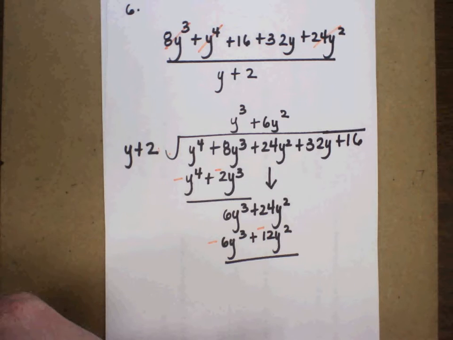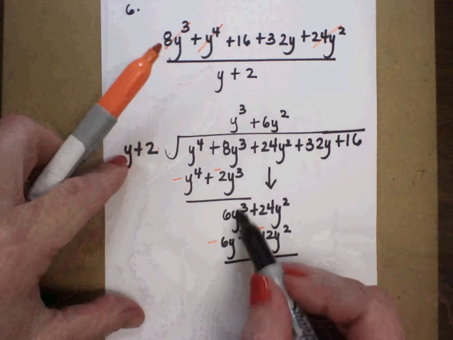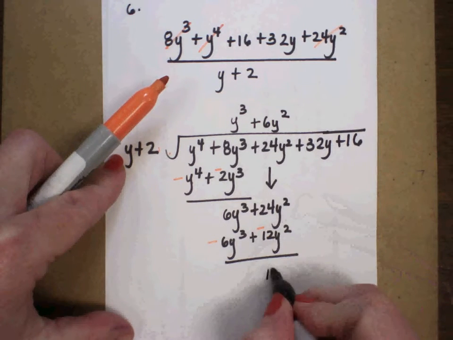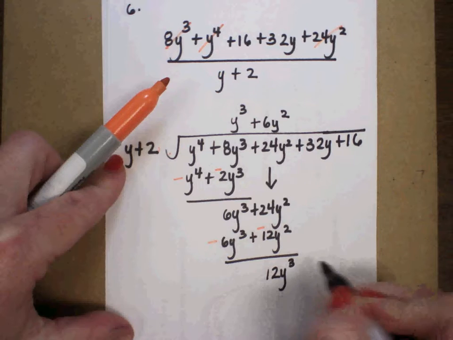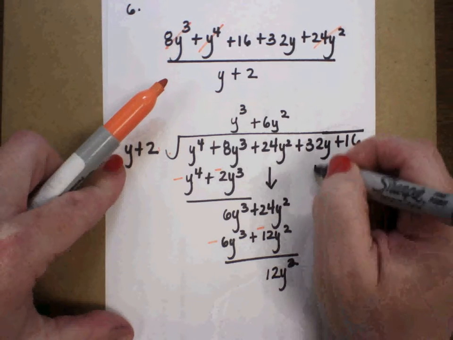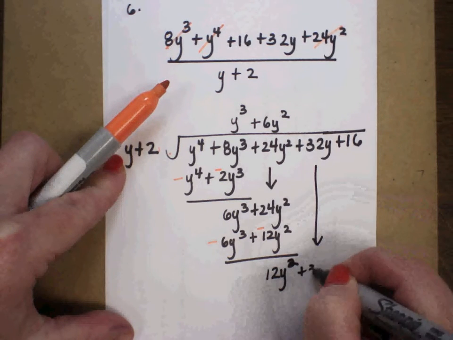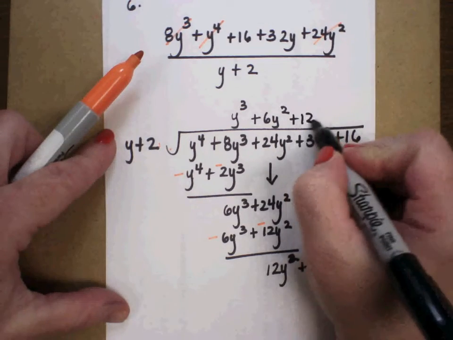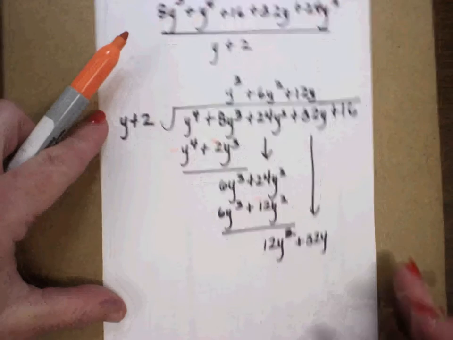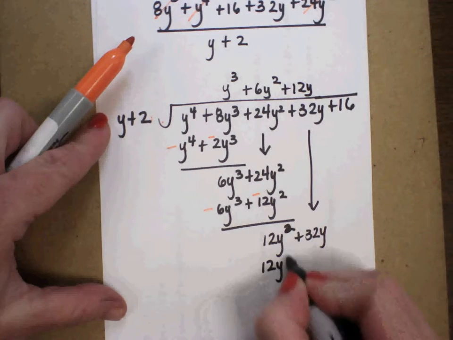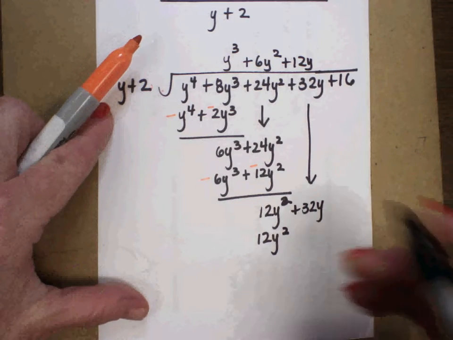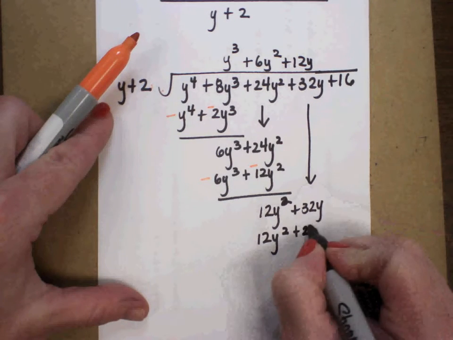And then what's 24y squared minus 12y squared? 12y squared. Bring down the 32y. All right, multiply by what? 12y. There you go. You're getting the hang of it. So it'll be 2y squared plus 24y minus minus. Yep, switch the signs. 12y?